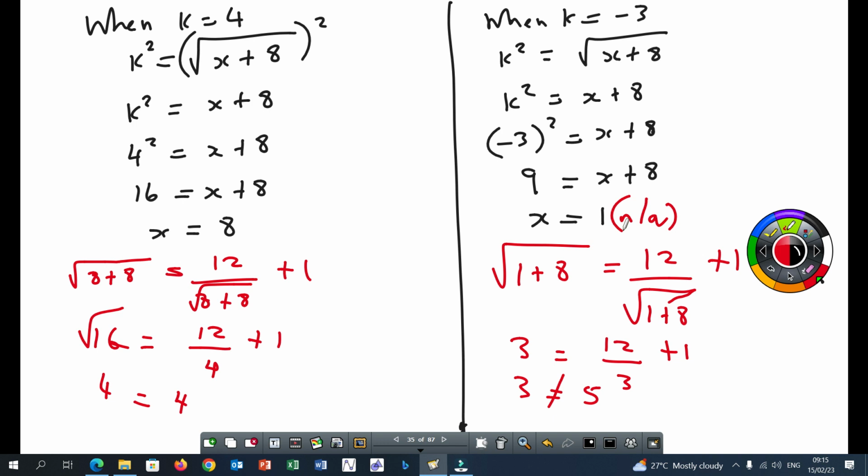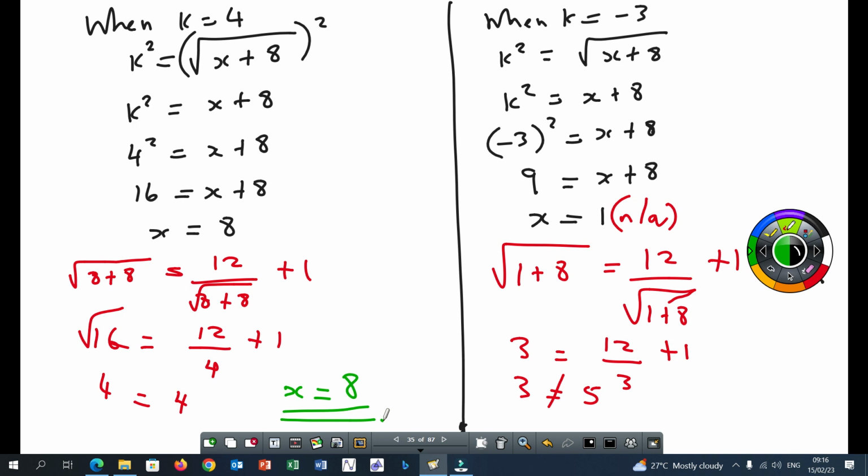Okay, so the answer, let me just write it in green. So our solution to this equation is going to be x equal to 8. That's the solution.